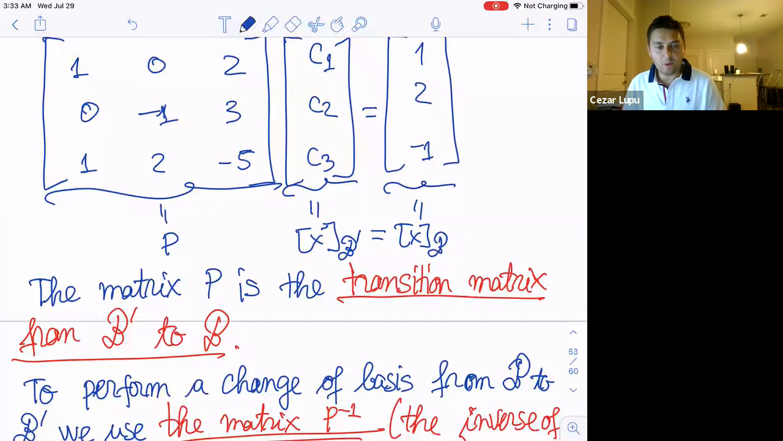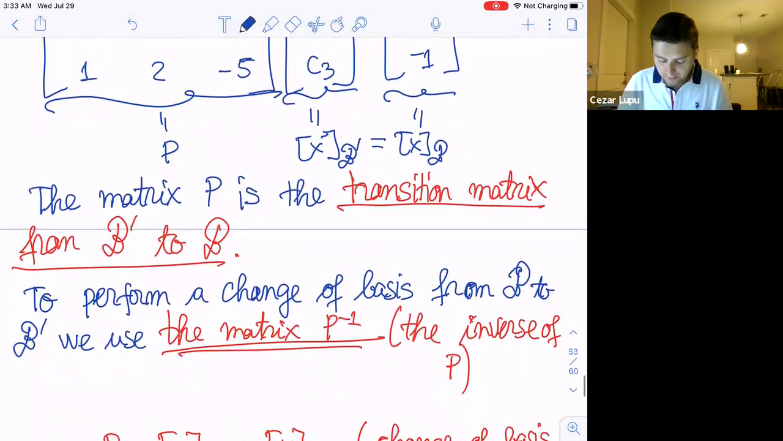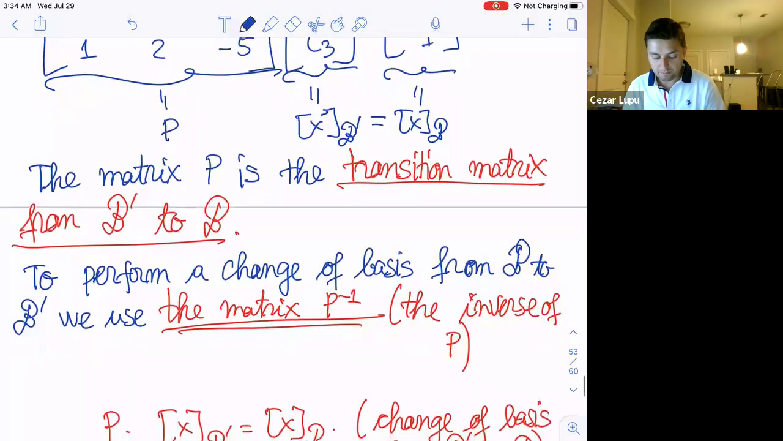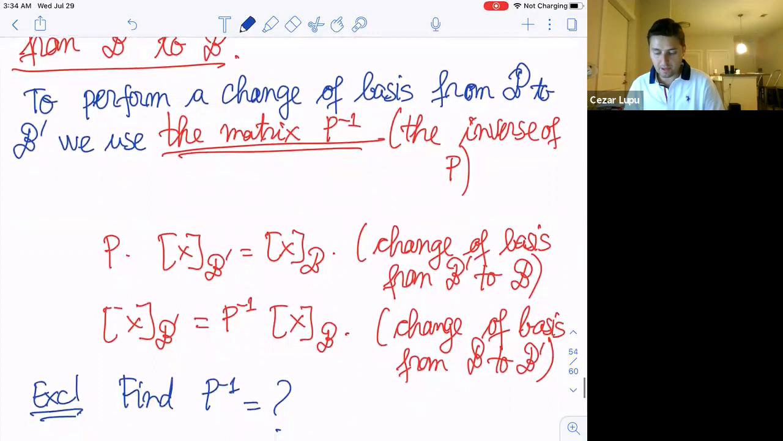And now we want to see how to perform a change of basis from B to B prime. Well, guess what? Since the matrix P performs a change of basis from B prime to B, if I now want to go back to B prime, so I want to go from B to B prime, guess what? That change of basis is performed by the inverse of P. So we need to make sure that the matrix P is invertible. As you can see, this is performed by P inverse.